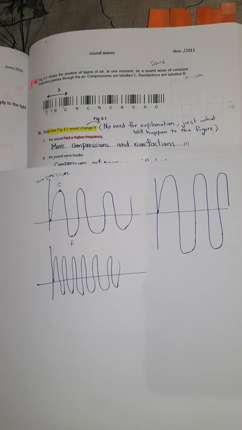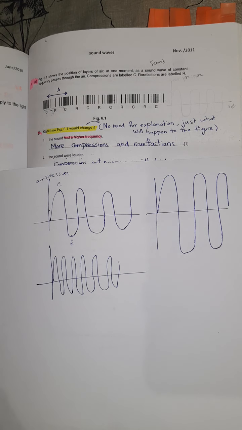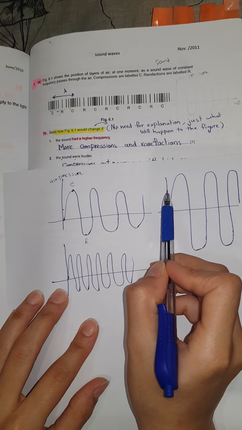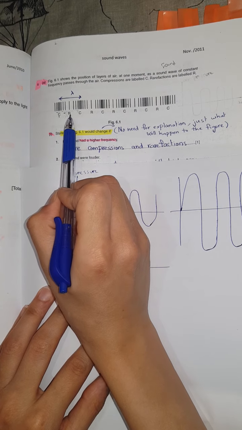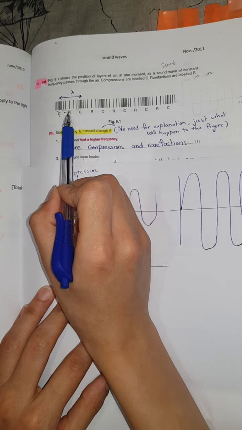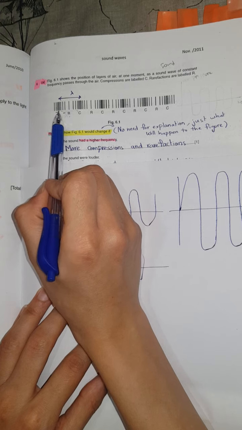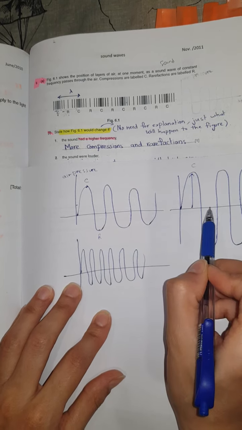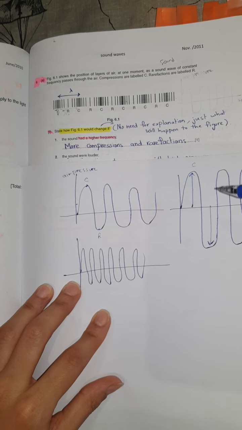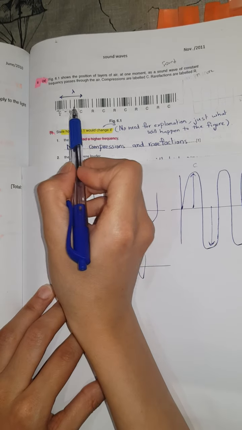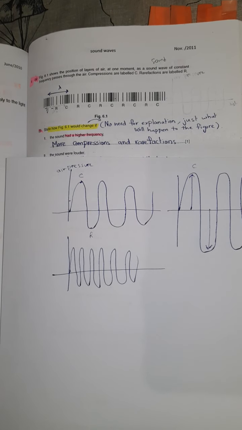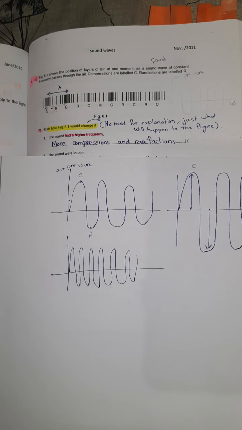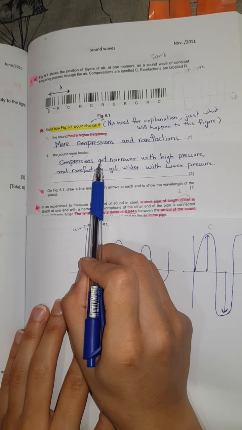Pressure increases, it means that the particles of the air in this area will become closer to each other. So when the particles become closer to each other, the compression will stay in its place and the rarefaction will stay in its place. But what will happen? The particles will get closer to each other here in the high pressure, in the compression, and in the rarefaction, the pressure will decrease more and more. So the particles will go farther away from each other. That's what will happen.